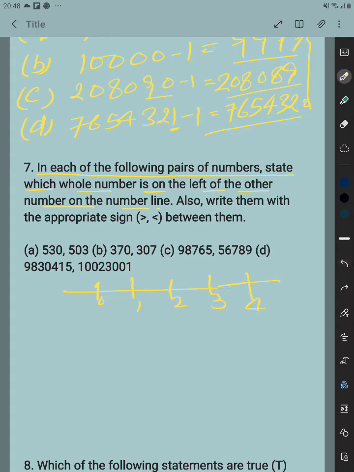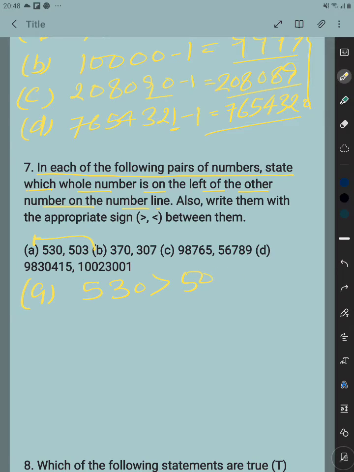So I will start with question number 7, part A, and let's start like this. In these two numbers, which one is greater? 530 is greater. So 530 is greater than 503.